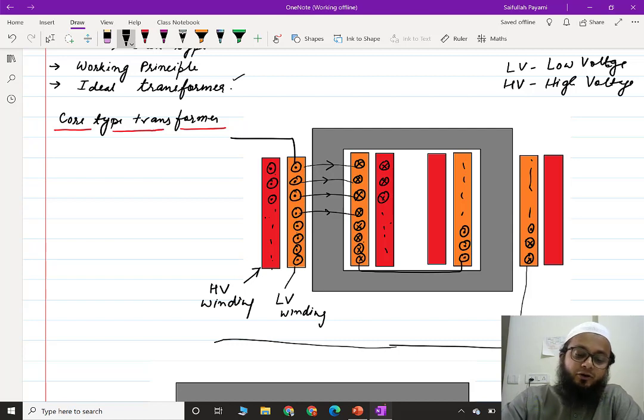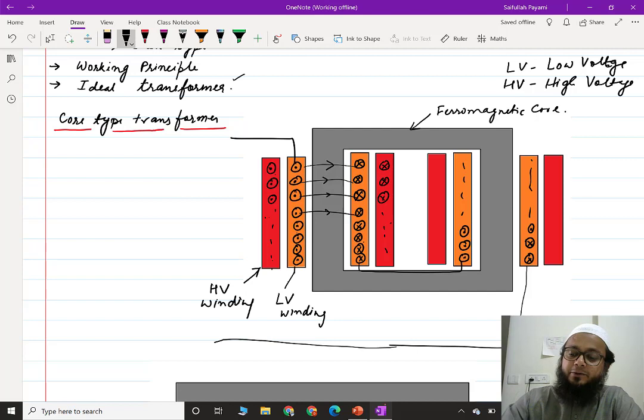So in the core type transformer, the winding is wound over the limbs. This is the ferromagnetic core. On the limbs of the ferromagnetic core, we have the low voltage winding, because I have said that a transformer is a device used either to step up or step down the voltage, transferring power from one circuit to the other. That's why we need two kinds of winding. So we said it's a low voltage winding.